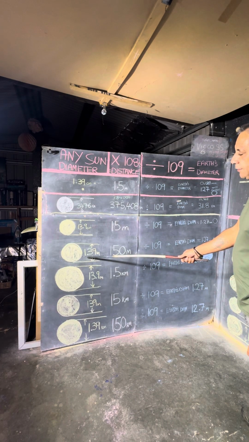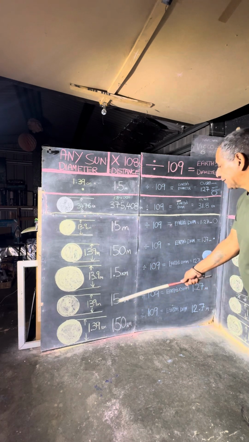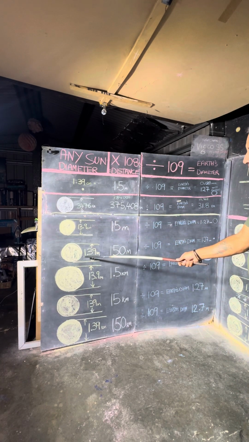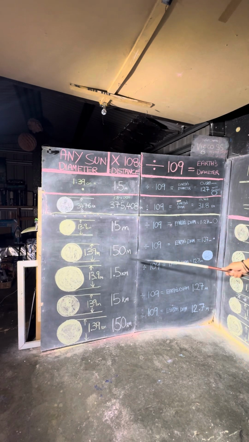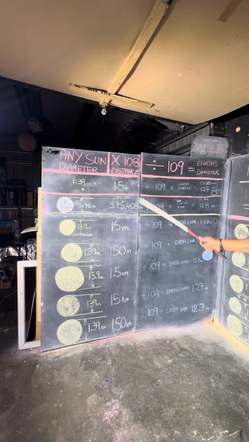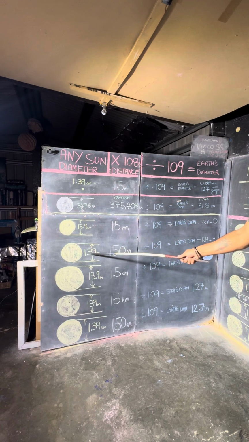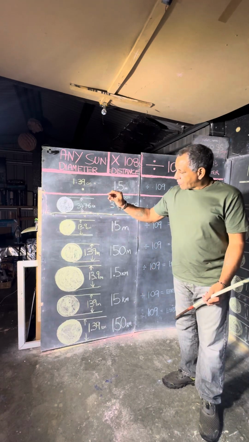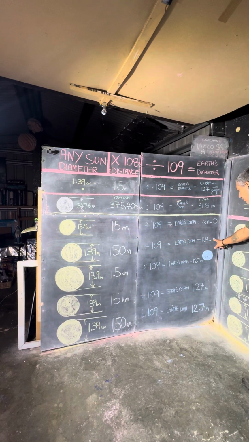If the sun had a diameter of 1.39 meters, so we're looking at this big, right, 1.39 meters. The distance in between the sun and Earth would be 150 meters, right? We just got to multiply that by 108. We divide the sun's diameter by 109 and it gives us Earth's diameter, 1.27 centimeters. So now Earth, that's it there, 1.27 centimeters, right? It's to scale, but not with the rest of it, obviously.